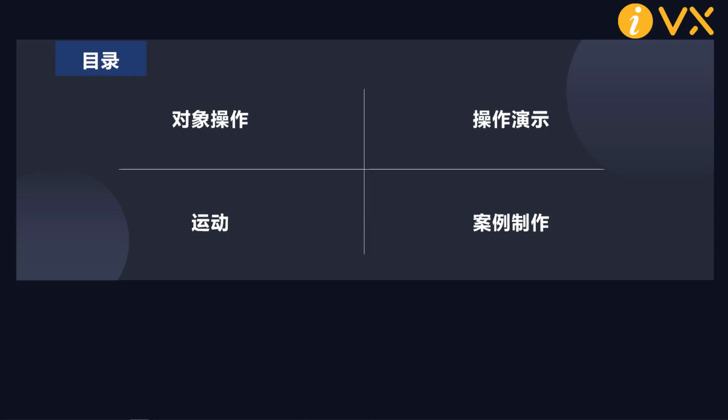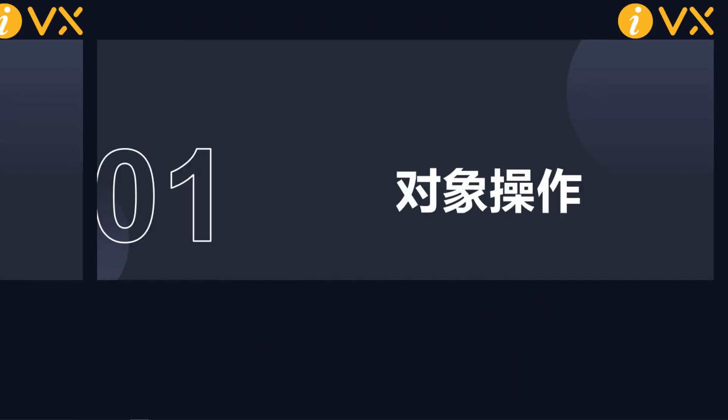In this section, we mainly include the following knowledge points, namely, the operation of objects and the demonstration of our object operation. Then we will talk about a special form in the canvas, our movement, and finally we will make a comprehensive case for you with our generated object and our movement. First, let's come to the first point.